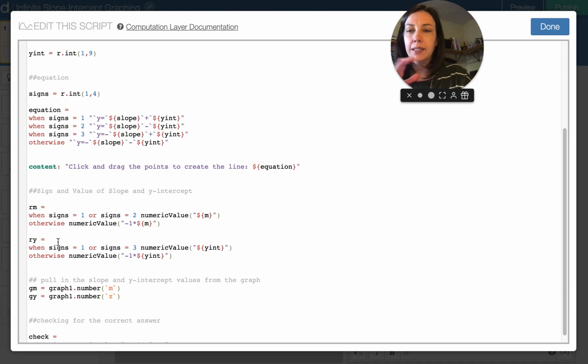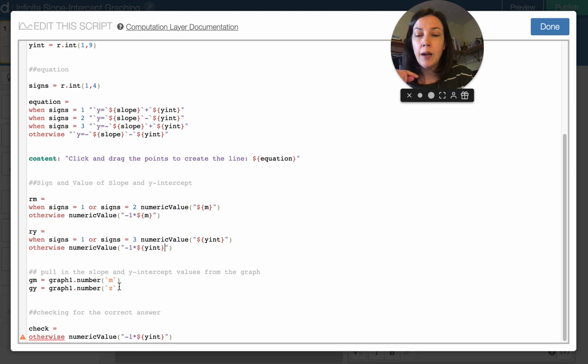Let's just go over what's happening here. So the real slope is when the random numbers are 1 and 2, the slope is positive. Otherwise, the random numbers are 3 and 4, slope is negative. For the real y-intercept, when the random numbers are 1 and 3, the y-intercept is positive. Otherwise, the random numbers are 2 and 4, so it is negative.